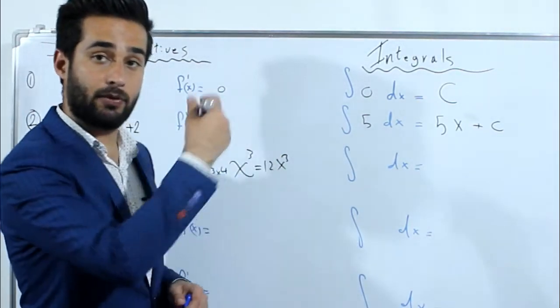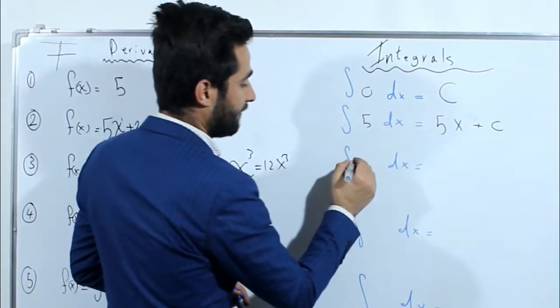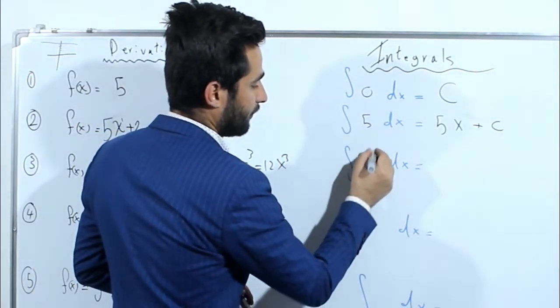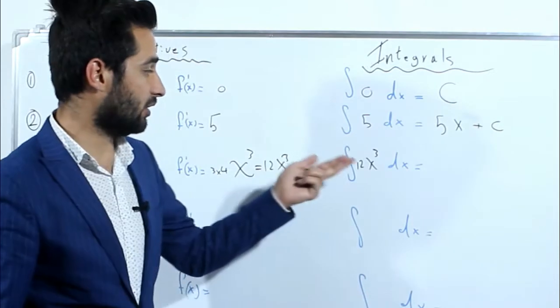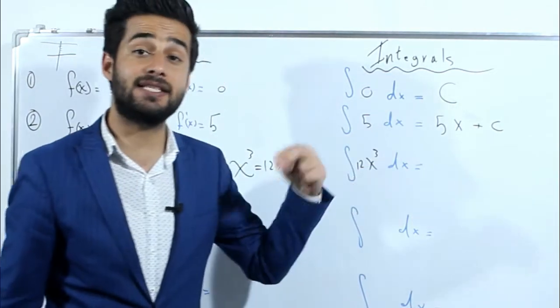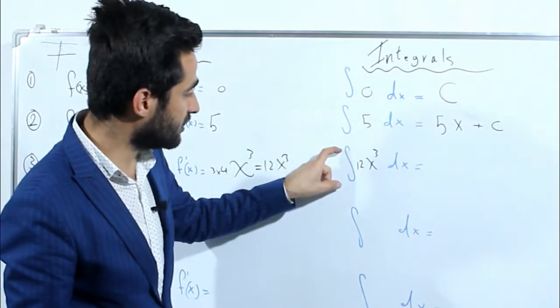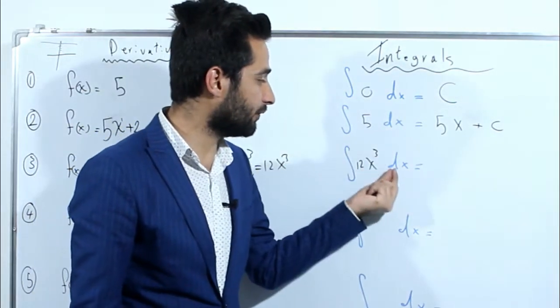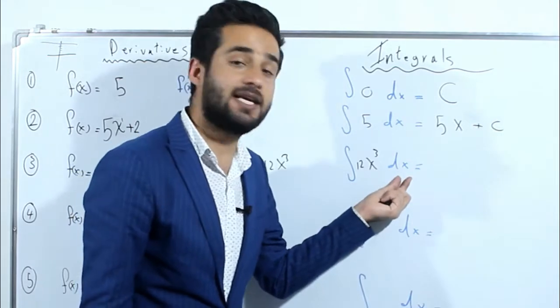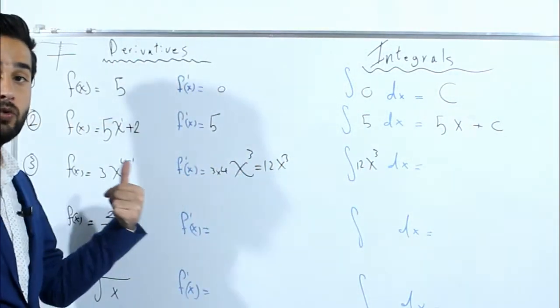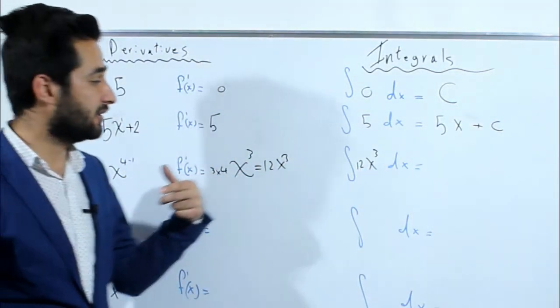Now let's jump to integrals. We have 12x to the power of 3. How can we find the antiderivative or integral? This is the integral of 12x to the power of 3 dx. What is this dx? It means someone took the derivative and it becomes this.